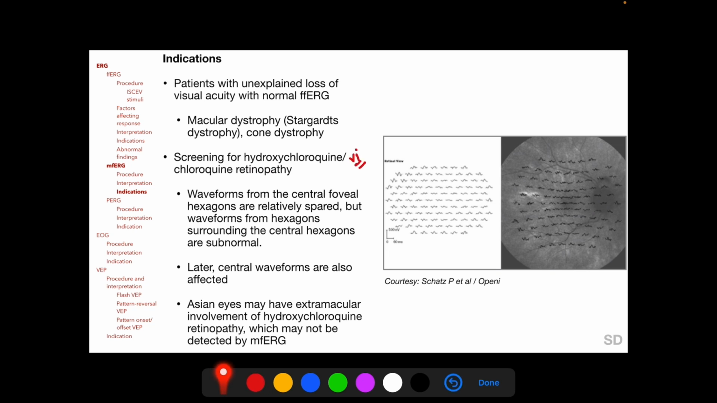In hydroxychloroquine or chloroquine retinopathy, waveforms from the central foveal hexagons are relatively spared, but waveforms from hexagons surrounding the central hexagons are subnormal. But later, central waveforms are also affected. Asian eyes may have extramacular involvement in hydroxychloroquine retinopathy, which may not be detected by multifocal ERG.